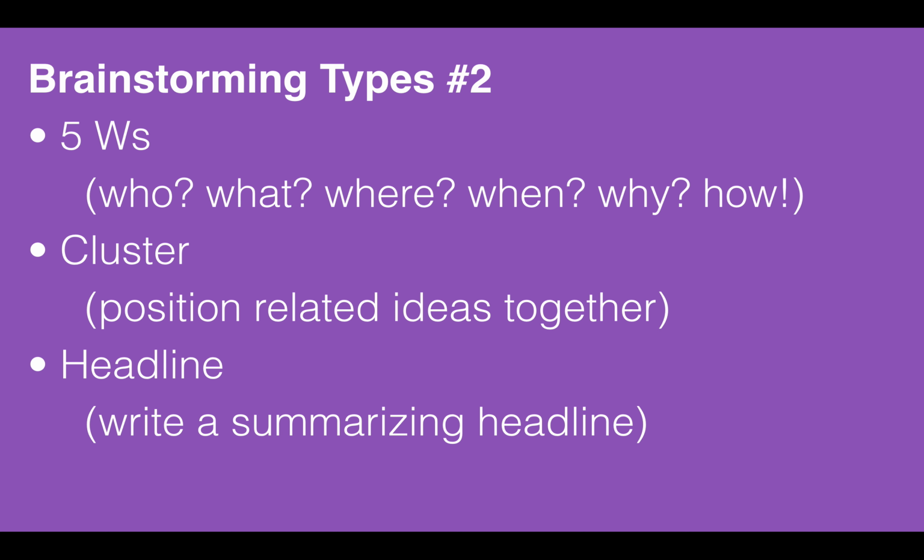Cluster, that's where you position related ideas together, as opposed to listing where they're not ordered in any way and not clustered at all. Clustering takes, say, that list of ideas and puts them in some kind of order. Headline, I think, can be really useful. That's where you write a summarizing headline for a topic, and that itself can help you come up with a specific idea or other ideas. And it can help streamline. If you have a bunch of ideas and you don't have a clear idea about where specifically you're going, writing a headline can help make that a little bit simpler and more straightforward.